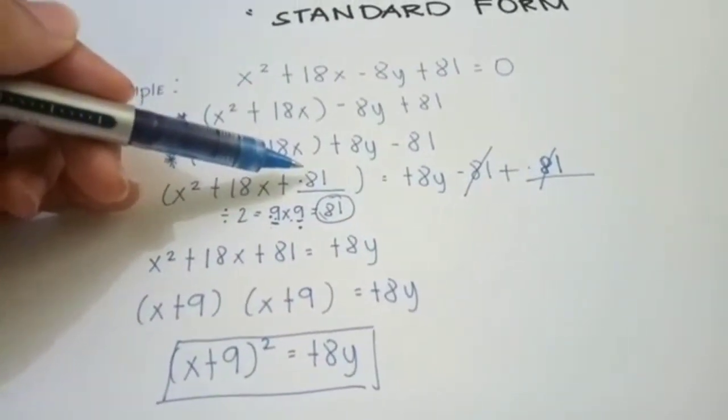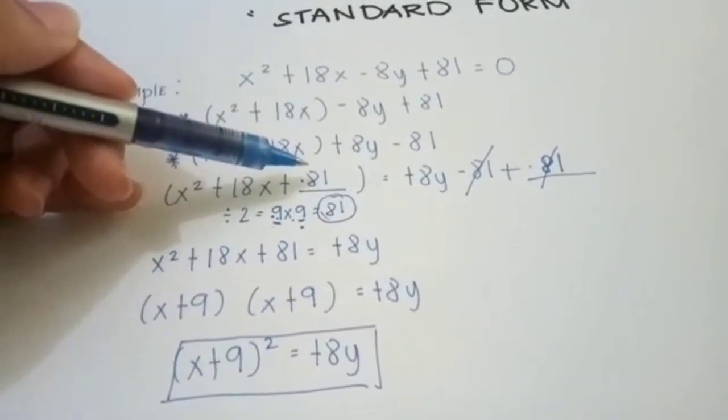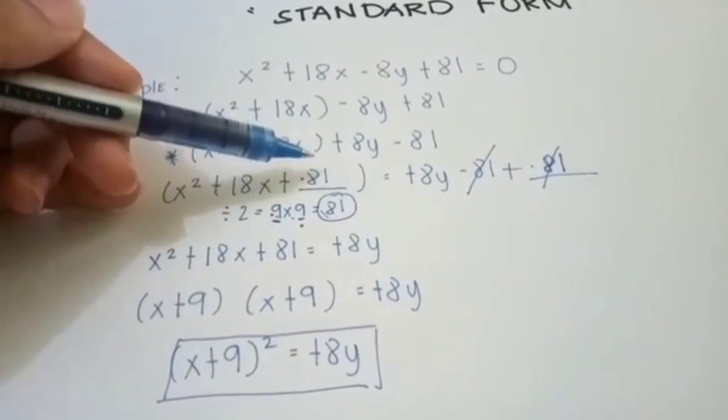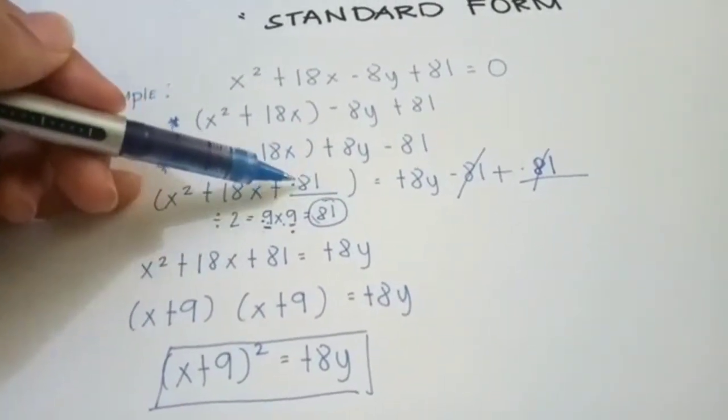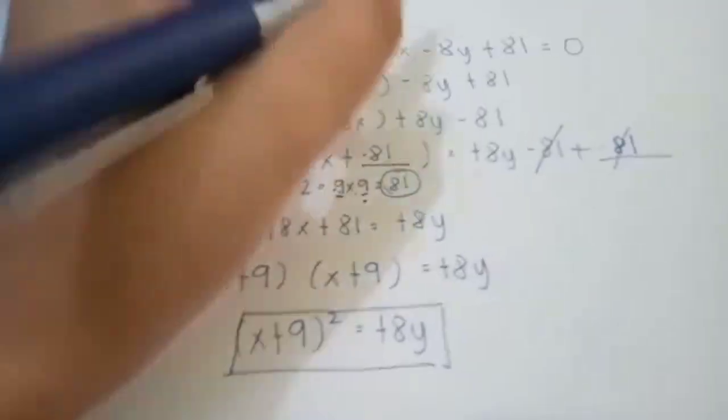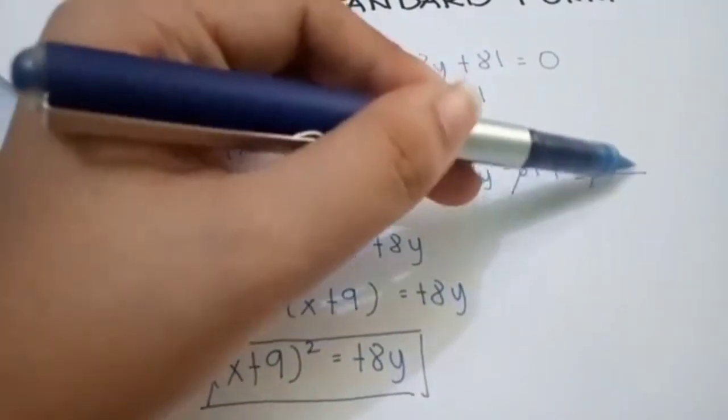Whatever terms you have added to the left side should also be added to the right side to keep the equation true. So, kapag naglagay po tayo ng 81 dito sa first line, ilalagay niyo rin po yung 81 dun sa end na line.